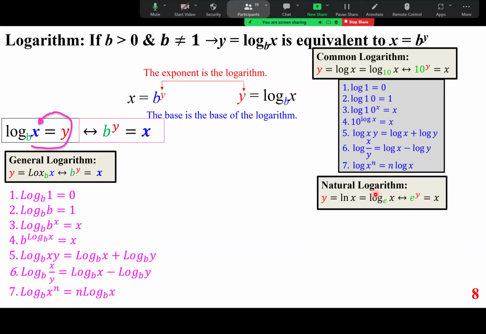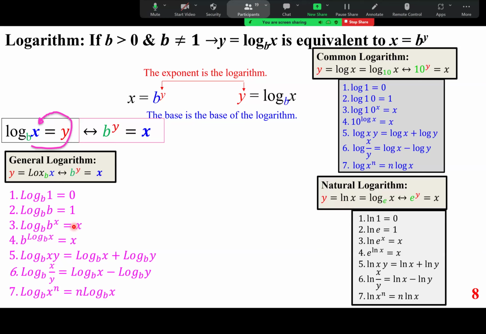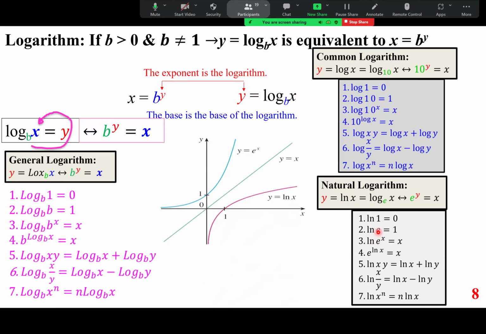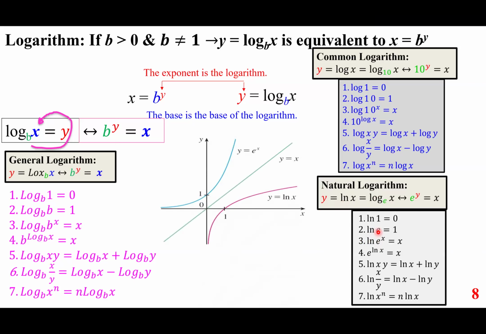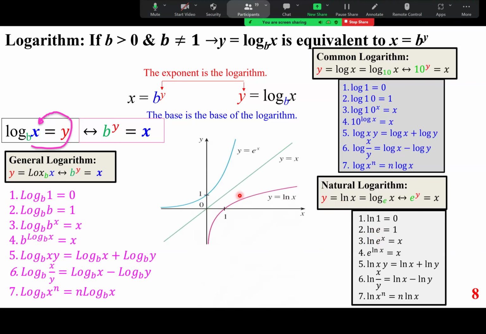In the case of a natural log, we don't write log x base b, but rather ln, meaning the base is e, and we can see that again. For example, number 2 says the base and the argument must be the same, so this must be ln e equals 1. Logarithmic functions and exponential functions are inverse functions, so y equals e to the power of x and y equals ln x are symmetric with respect to the line y equals x.